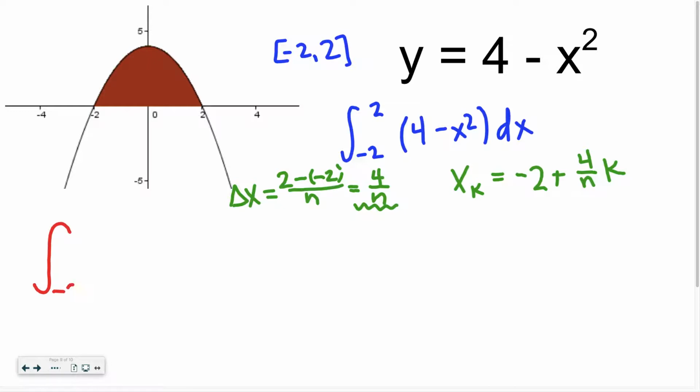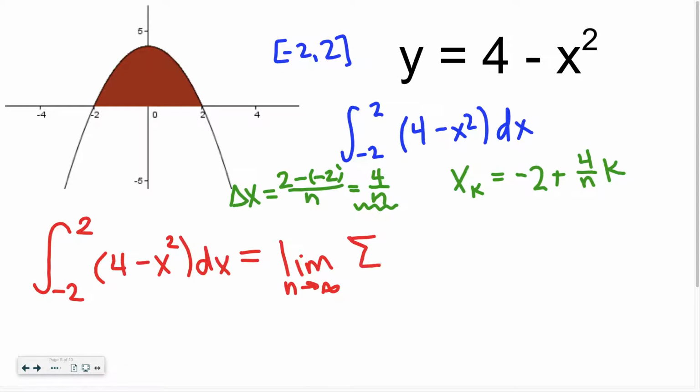So the integral from -2 to 2 of 4 minus x squared dx, we calculate that value exactly by taking the limit as n approaches infinity of our rectangles, k equals 1 to n. I'm going to write it really simply first, just so we remember where everything's coming from. We have our rectangles that we're adding up, and this limit makes those rectangles infinitely thin and infinitely many, and that's how we're getting the exact area.